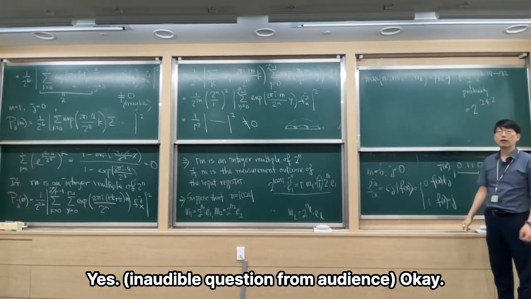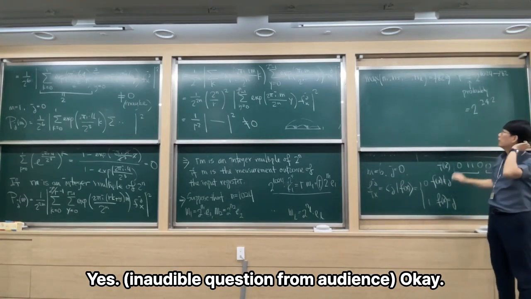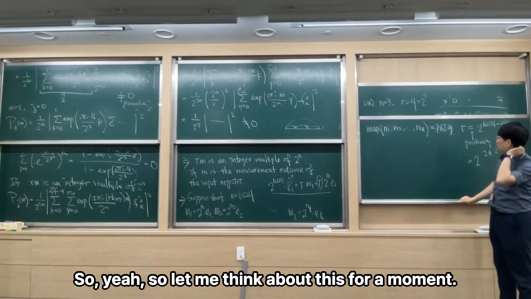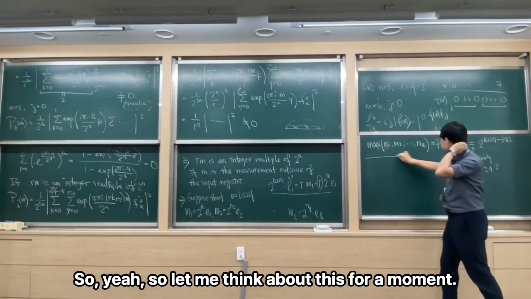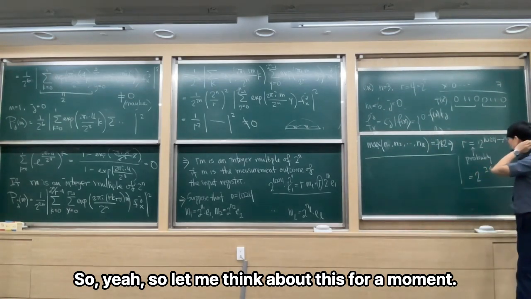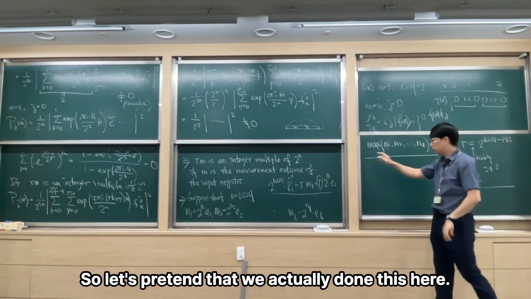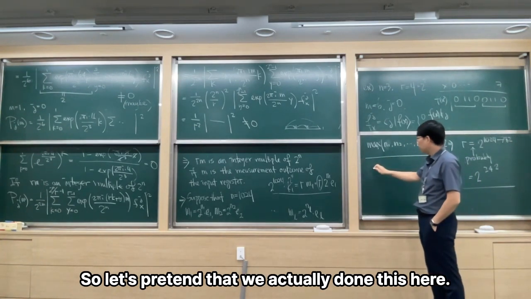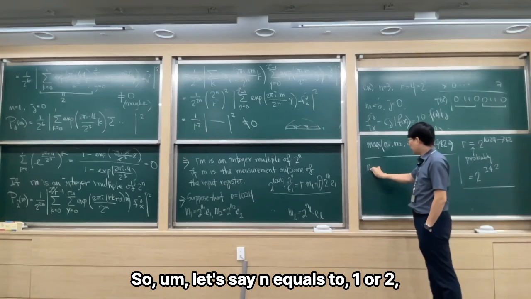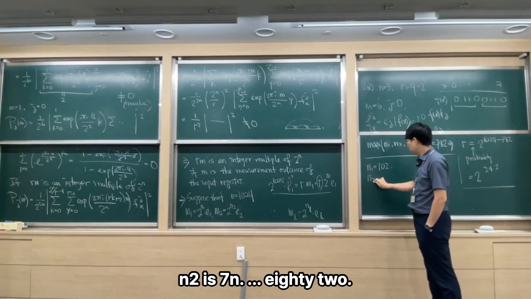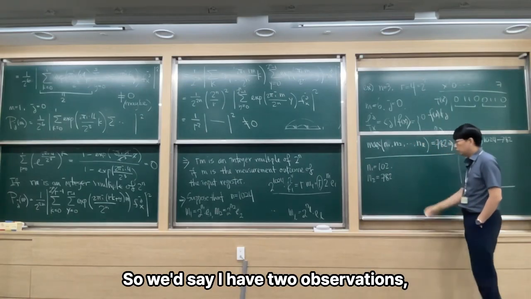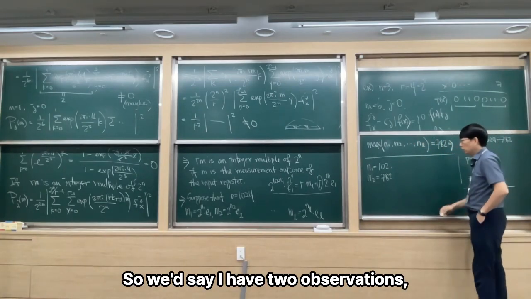Yes. Okay, so let us think about this for a moment. I thought it was a minimum, but now I think it's actually a maximum. So let's pretend that we actually did this here. Let's say n equals 1024, and the exponents are 102 and 782. So say I have 2 observations.